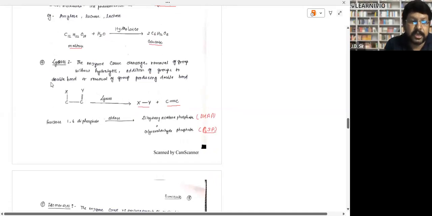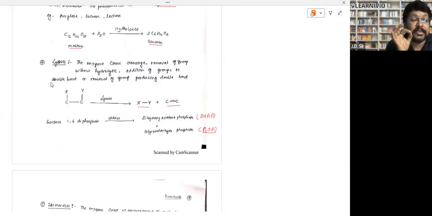Lyases. Try to understand. There are two kinds of enzymes: ligases and lyases. Ligases add on, and lyases break down. Got it? So here we are studying lyases, the enzymes that cause cleavage or removal of a group without hydrolysis, meaning without the help of water. They break down a molecule, or remove a group, without the help of water, right? It is an addition of a group to a double bond, or a removal of a group producing a double bond, right?